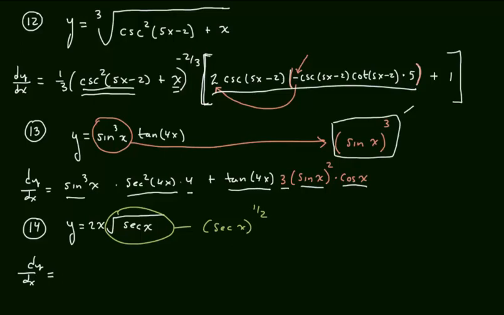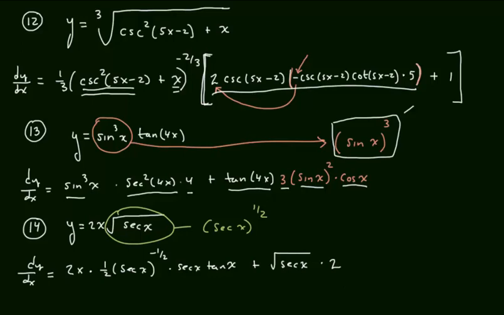Okay, here we go. First term times the derivative of the second, 1/2 secant of x to the negative 1/2 power times the derivative of secant of x, which is secant x tan x, plus the second term times the derivative of the first. Boom. There we go.